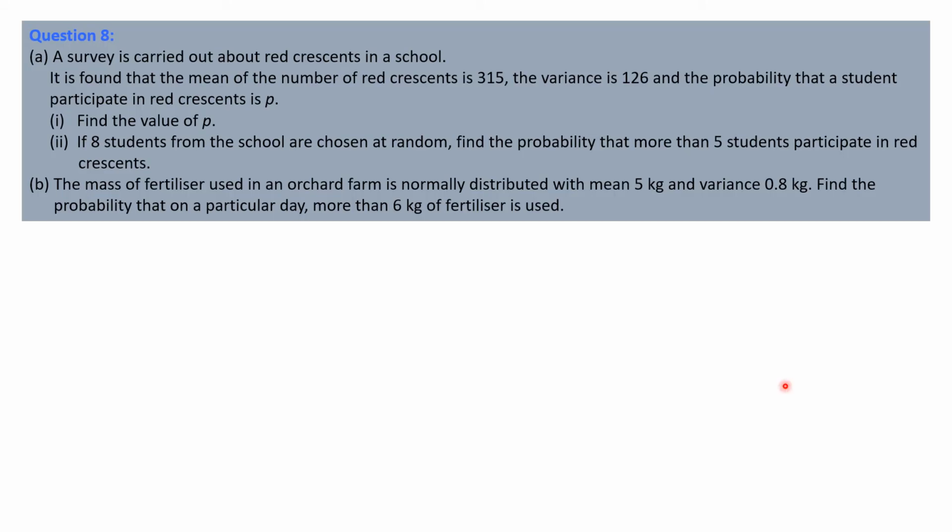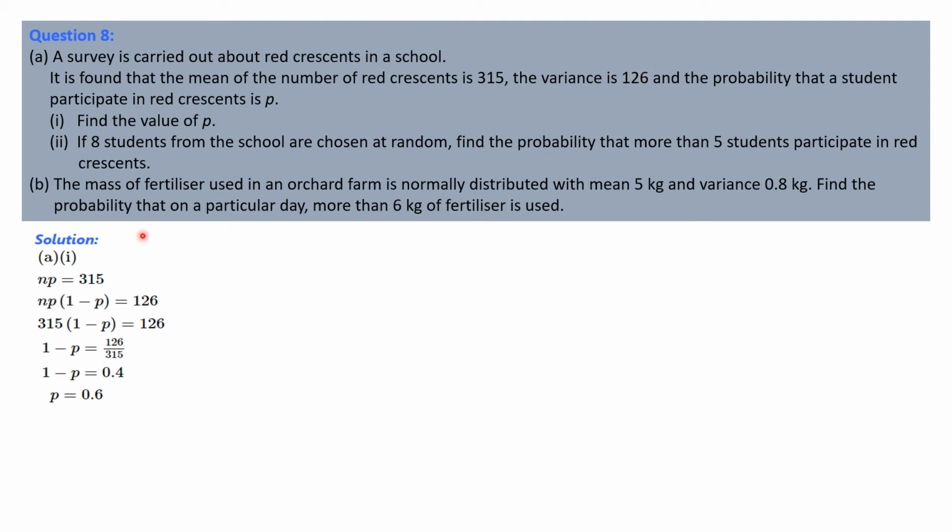Question 8. A survey is carried out about Red Crescent participation in a school. It is found that the mean number of Red Crescent participants is 315 and the variance is 126. The probability that a student participates in the Red Crescent is P. Question 1, we are asked to find the value of P. We have the information that the mean is 315 and the variance is 126.